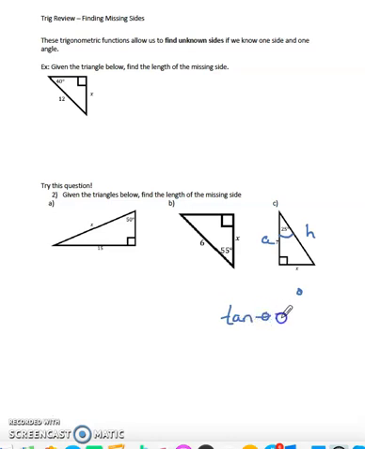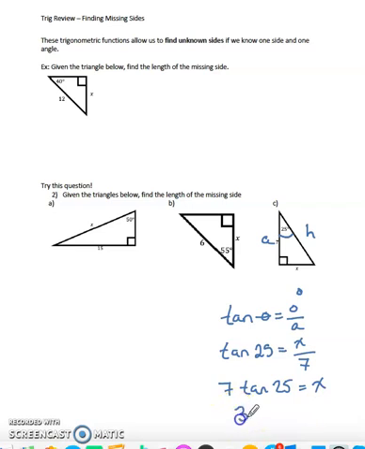Tan theta is opposite over adjacent. Let's fill in what we know. We know that theta is 25. So tan of 25 equals opposite, which is x, over adjacent, which is 7. So similarly, we'll do some cross multiplication. 7 times tan of 25 is x. And if we do that calculation, we'll get x is 3.2642.